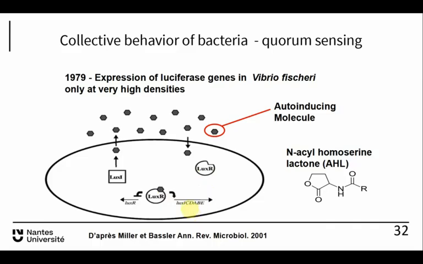Get AHL concentration starts to increase, and it induces the expression of the enzyme that produces even more AHL. So once it starts, it really starts going quickly. And one of the other proteins that are coded on this operon code for the luciferase enzyme. So when there are enough bacteria present, they produce a lot of this auto-inducing molecule, and that's what turns on the expression of luciferase.